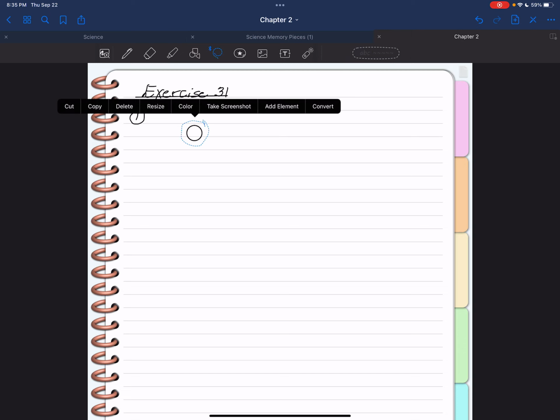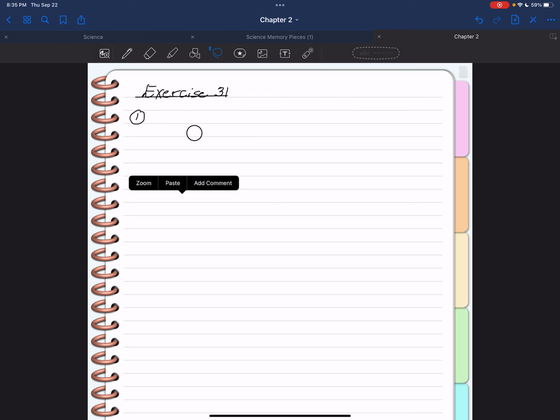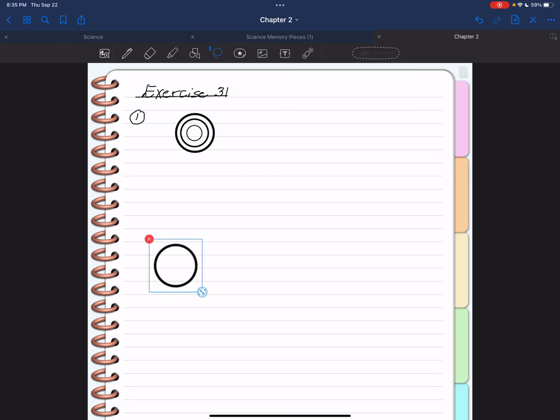Centric means circular, and concentric means this. That's an important word to know. They don't tell me that the circles are equidistant, meaning that they're all the same distance from each other. So I'm just drawing concentric. 1, 2, 3, 4. 1, 2, 3, 4.